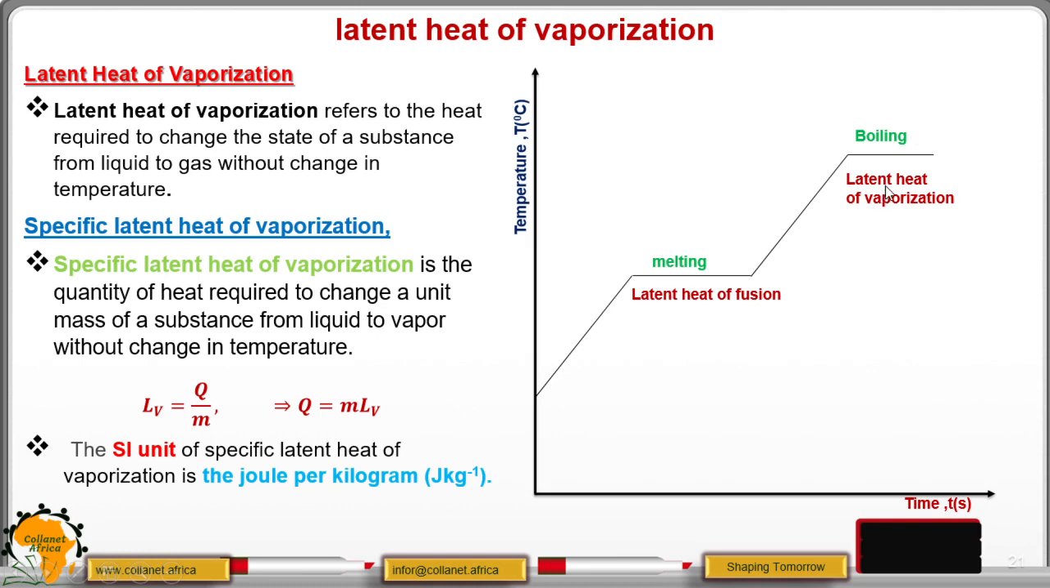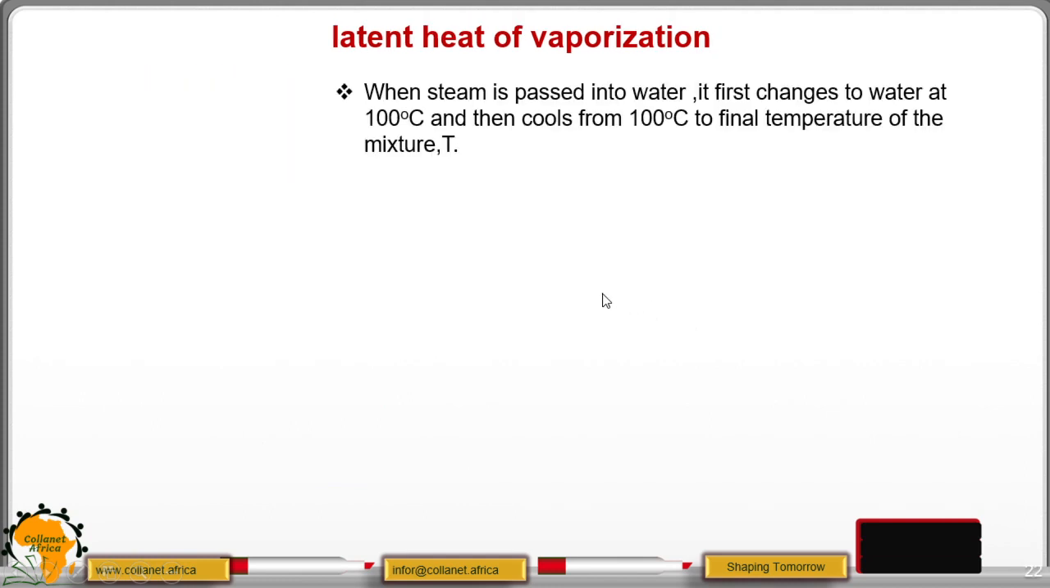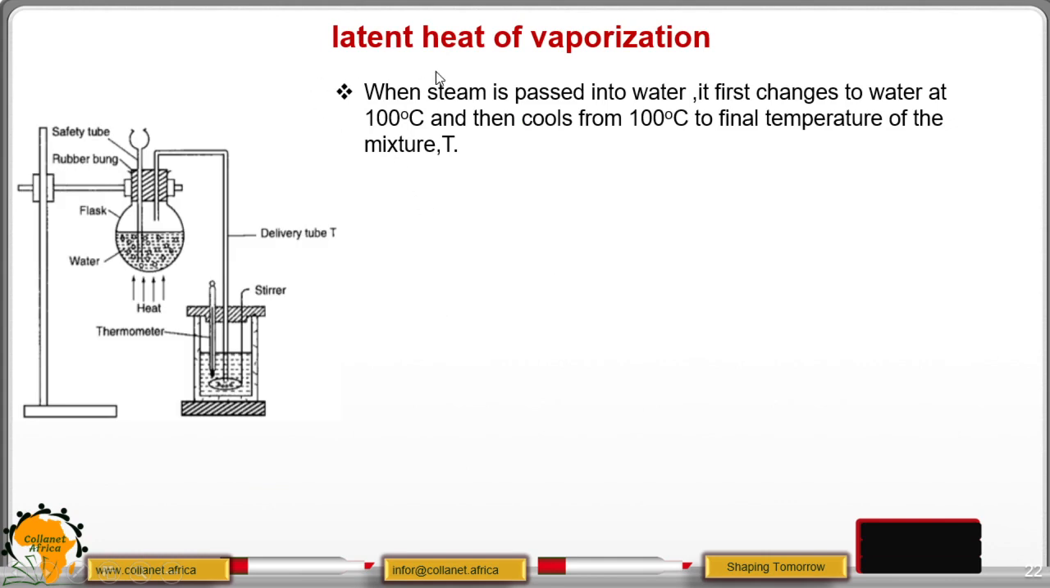So in here we have latent heat of vaporization. In here we have latent heat of fusion. From there, we move to the measurement of latent heat of vaporization. We want to see what will happen when you have steam that is being passed into water.